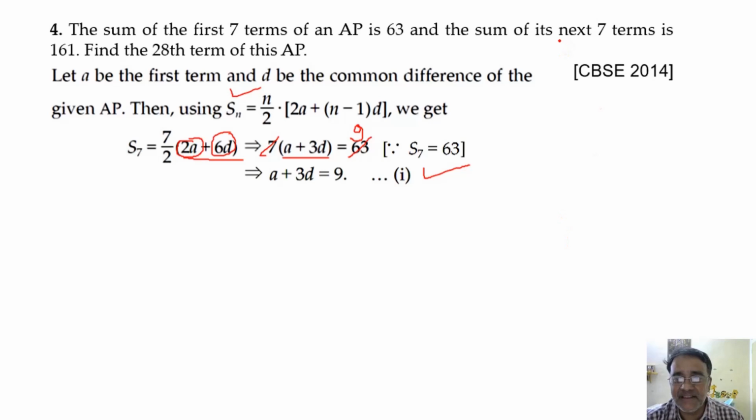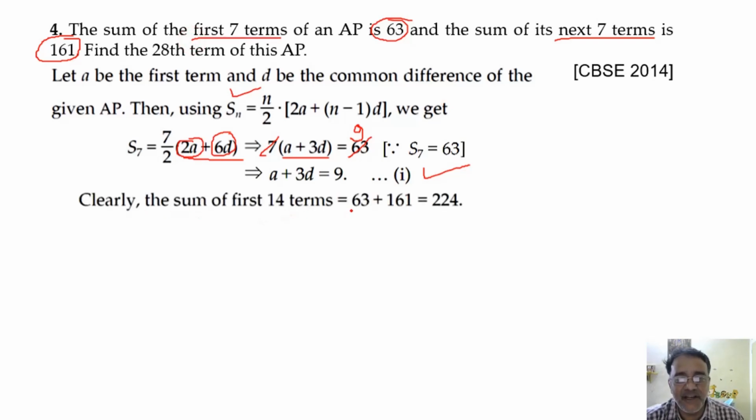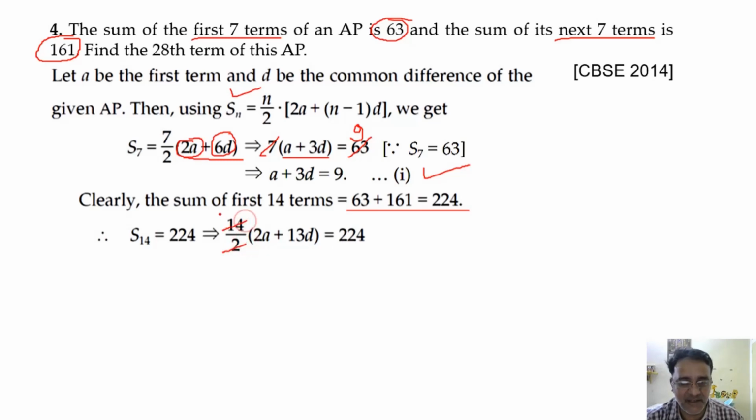Okay, and next 7 terms. If you add 63 and 161, what will you get? This is S14. Yes, S14. So clearly the sum of 14 terms is equal to 63 plus 161, that is 224. So the formula for 14 terms will be 14/2 (2a plus 13d) is equal to 224. Okay, and this 7 cancels, we can cancel 14 with 2.